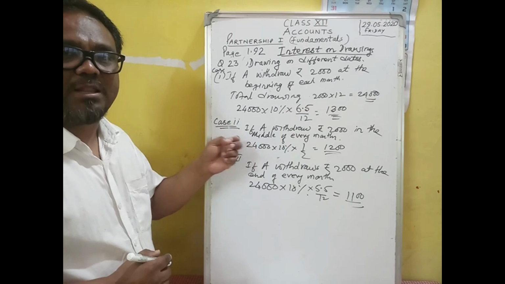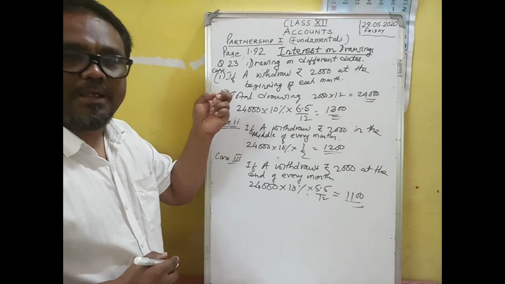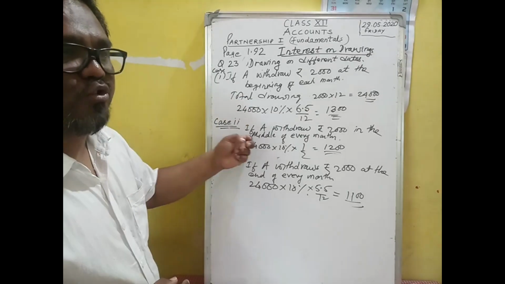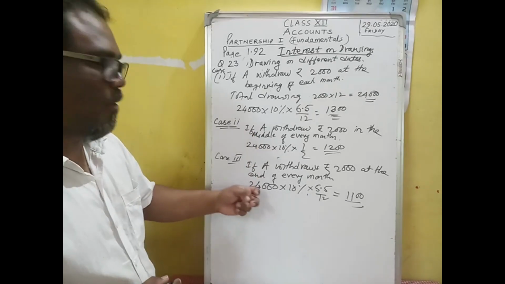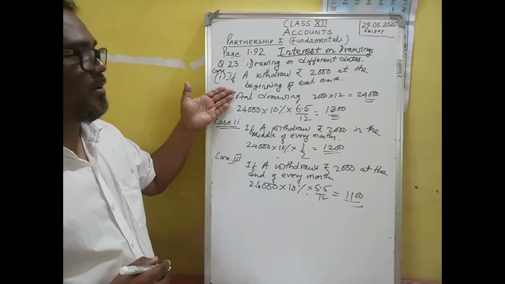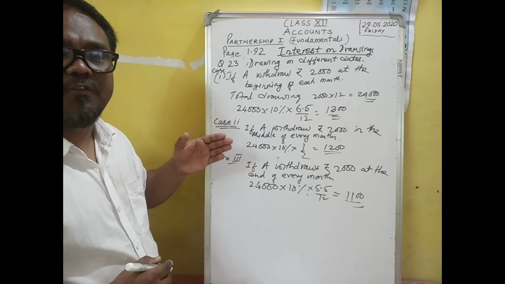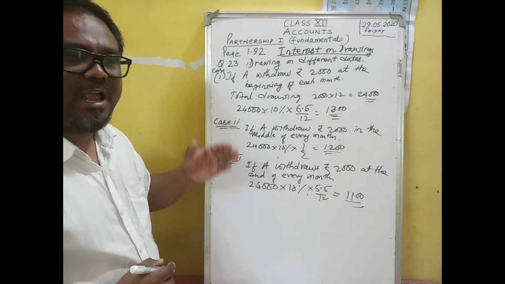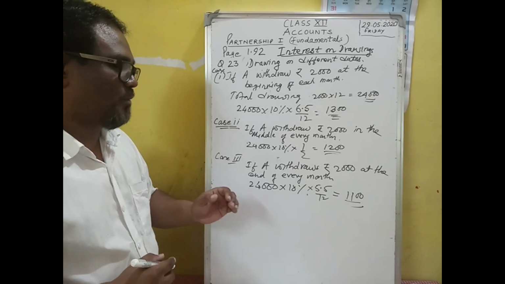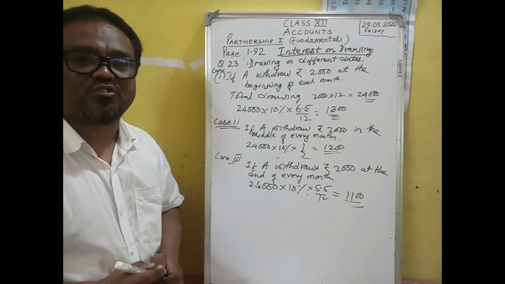Fixed amount is withdrawn at the beginning of every month, fixed amount is withdrawn at the middle of every month, and here fixed amount is withdrawn at the end of every month. So if the fixed amount is withdrawn at the beginning of every month, 6.5 divided by 12, 6.5 months. If it is withdrawn in the middle of every month, we have to assume it for 6 months. And if it is withdrawn at the end of every month, we have to assume it for 5.5 months. So this is the calculation of interest on drawings.